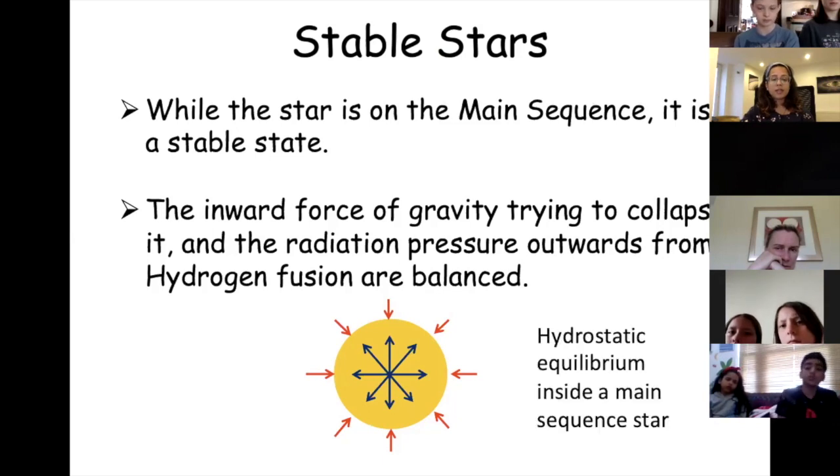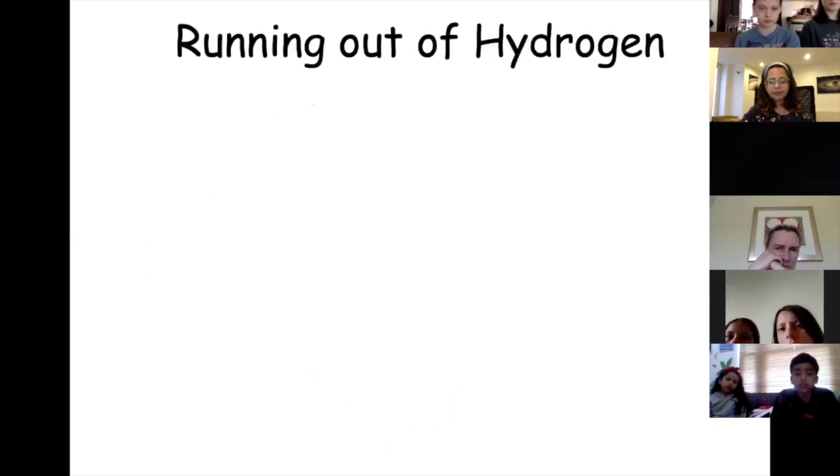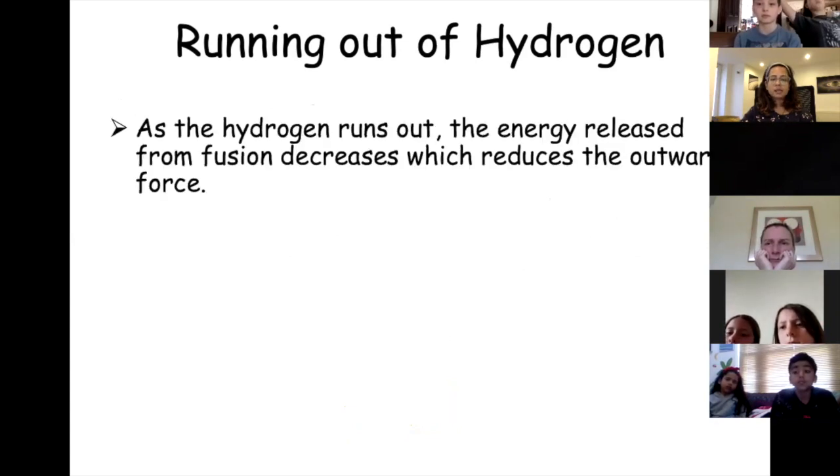But that does change. So eventually, a star like ours will start to run out of hydrogen. It has lots and lots of hydrogen in it, but the hydrogen is being changed into helium, and eventually it will run out of hydrogen. And what that means is that the fusion will go down, so the energy that the star is giving off goes down, and that reduces the forces that are coming outwards, and that means gravity starts to take over.